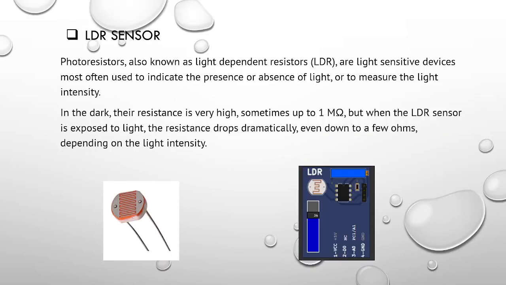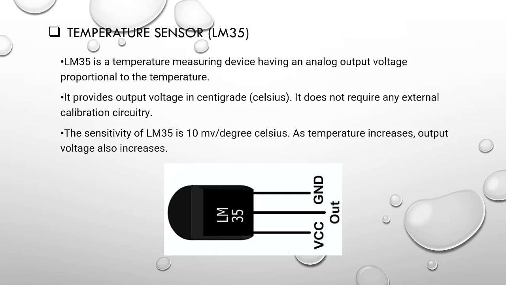Now about the LDR sensor. A photoresistor, also known as a light dependent resistor, LDR, is a light sensitive device most often used to indicate the presence or absence of light, or to measure the light intensity. In the dark, their resistance is very high, sometimes up to 1 megaohm, but when the LDR sensor is exposed to light, the resistance drops dramatically, even down to a few ohms, depending on the light intensity.